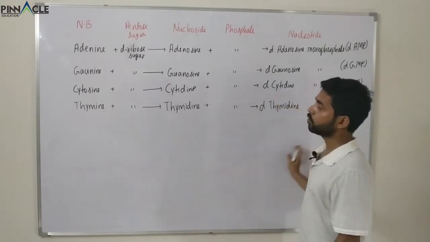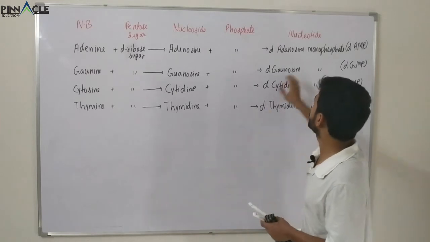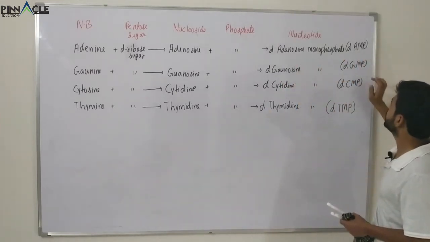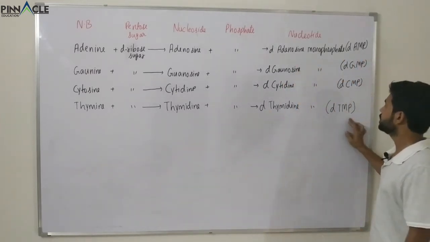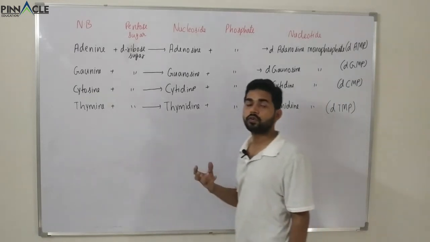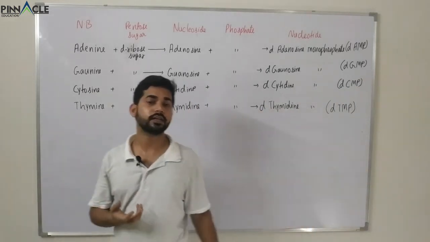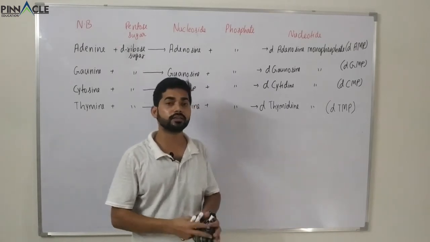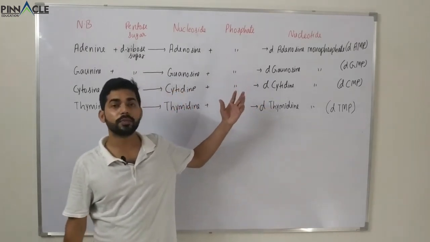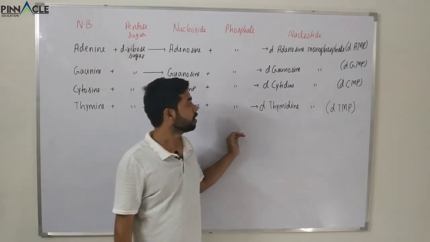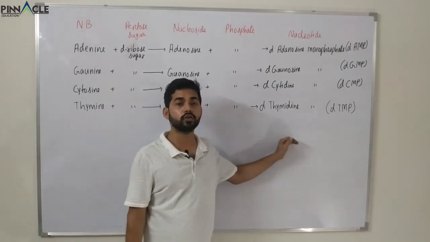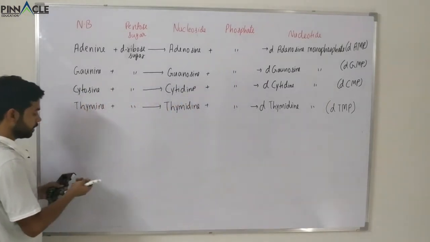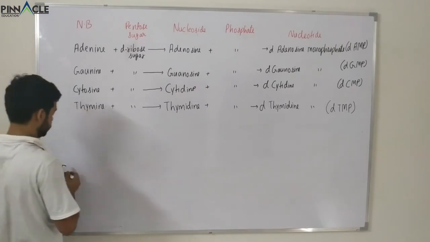So these are the normal 4 types of nucleotide, that is DAMP, DGMP, DCMP, DTMP. These are the 4 nucleotides that are present in DNA. These 4 nucleotides undergo polymerization and ultimately form the main strand of DNA. Now apart from this, there is also uracil, which will be present only in the case of RNA.